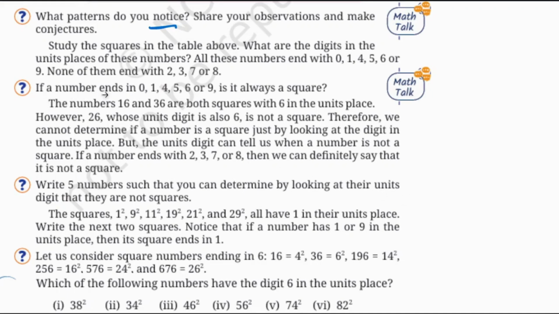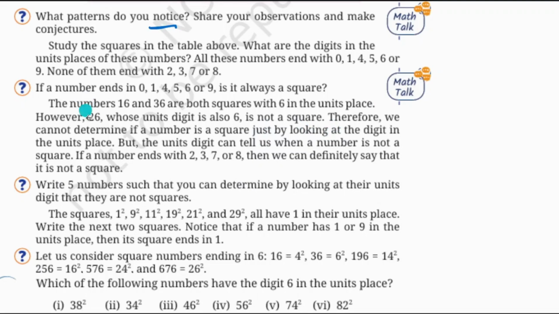If a number ends in 0, 1, 4, 5, 6 and 9, it is always a square number. Is it? Because just now we have seen that all the square numbers are ending with 0, 1, 4, 5, 6 and 9. But is it always true? Let's check. If you take 16, which is 4 square, if you take 36, which is 6 square, these both have 6 in their unit place, and these are perfect square numbers.